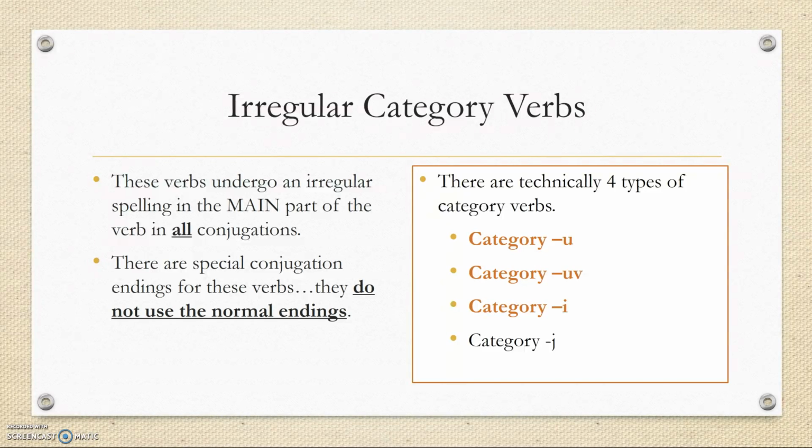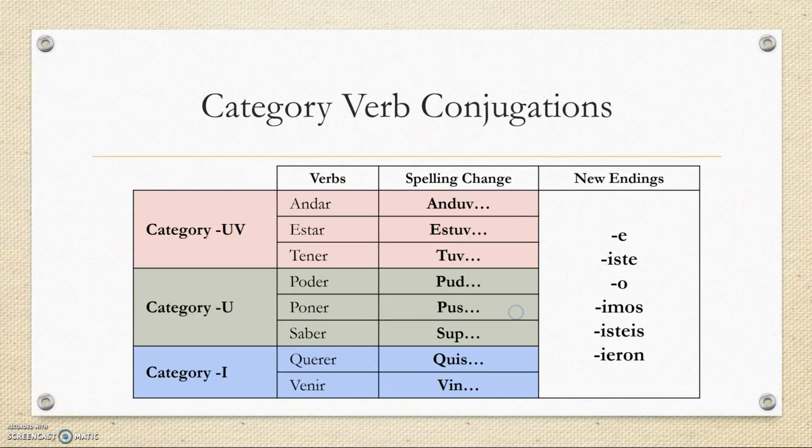Not only do they have a spelling change, but we have very specific conjugation endings that we use for these. We don't use a normal AR ending. We don't use a normal ER-IR ending. In fact, we actually kind of use a combination of both. So let's take a look at what verbs fall into these categories.